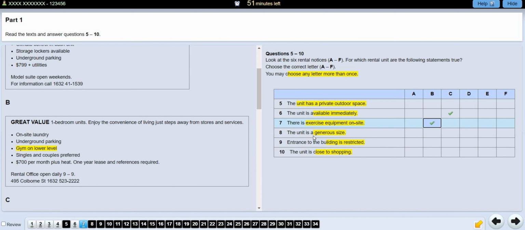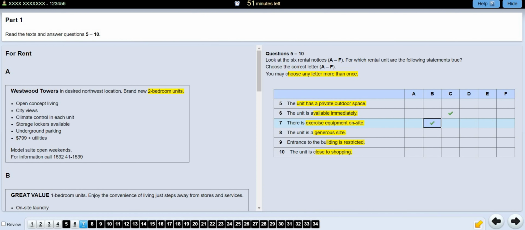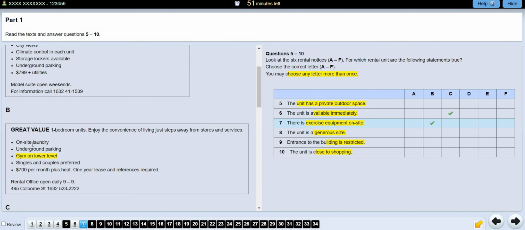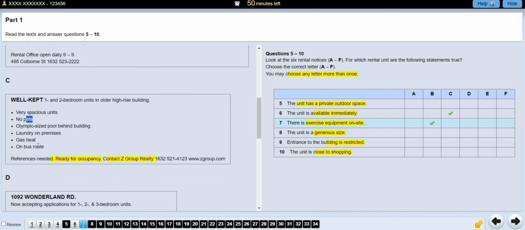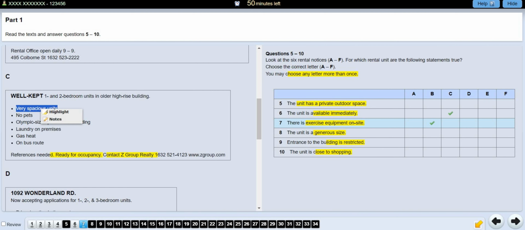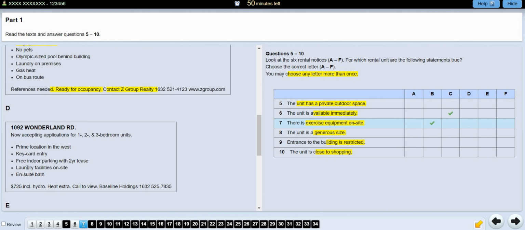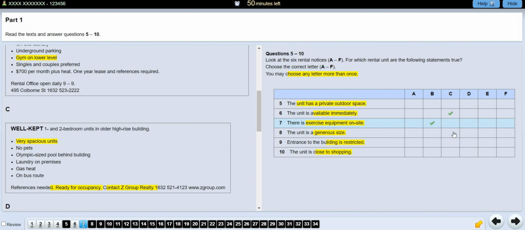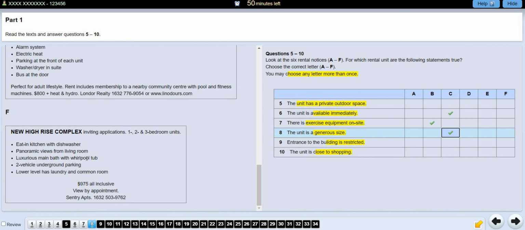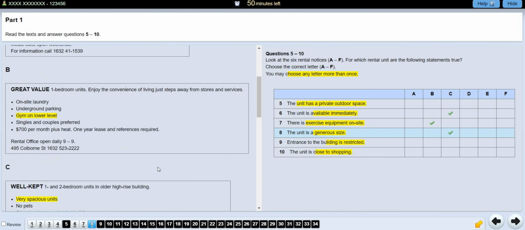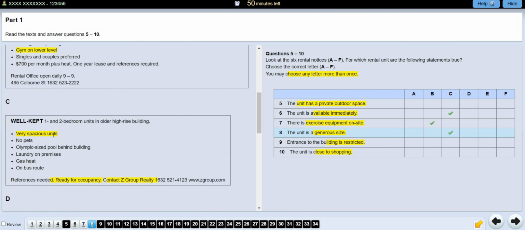The unit is a generous size. Generous size being the largest one, right? So generous size, large size, humongous size, large size, generous size. Very spacious units, very prime location, free laundry. Large size, very spacious unit, luxurious, large. C is the 8C, very spacious units.